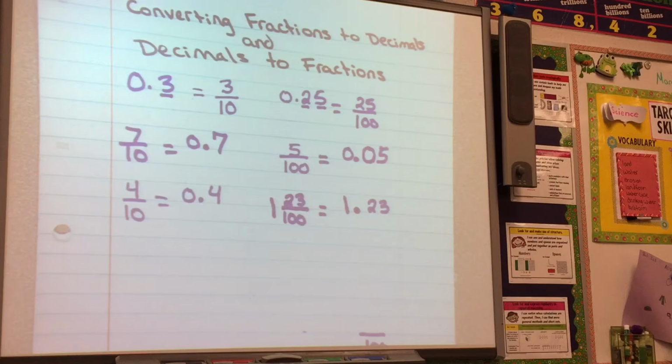Okay, that was taking a mixed number. A mixed number is a number with a whole and a fractional part. And then we took it to a decimal, and the decimal had 1 as a whole and then 23 hundredths, so the part of the whole.